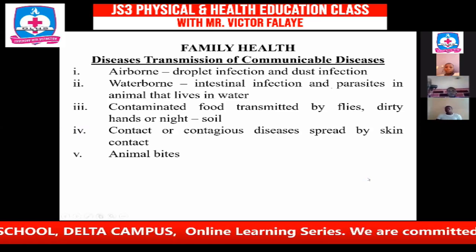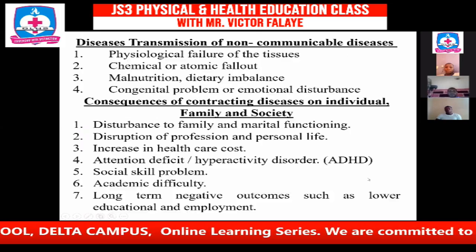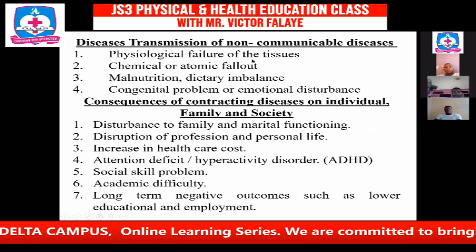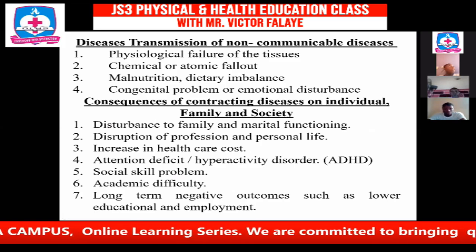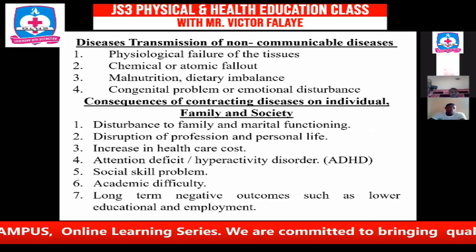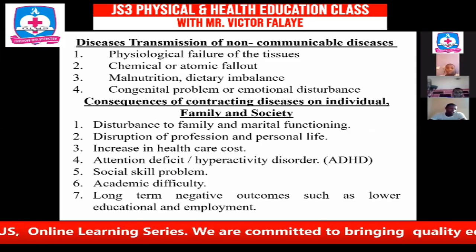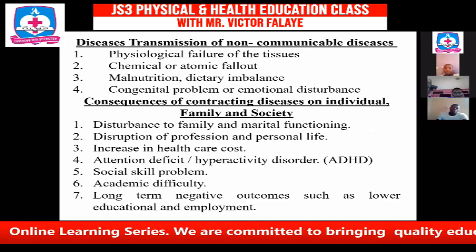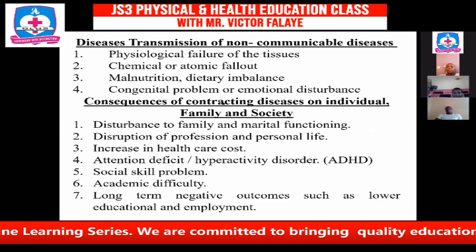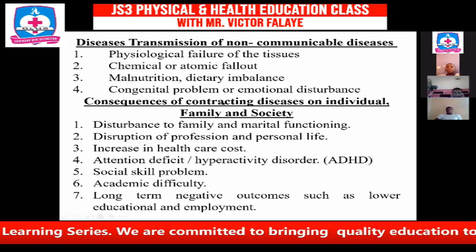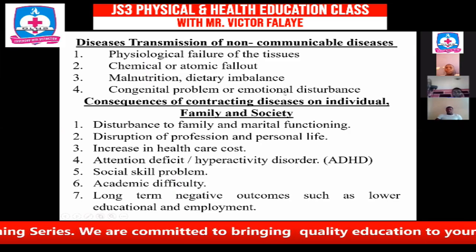So we have disease transmission of non-communicable diseases, which we had in class before the school went on vacation. Number one, we have the physiological failure of the tissues, the chemical or atomic fallout, the malnutrition, dietary imbalance, or congenital problem, or emotional disorder. And among these emotional disorders, we have phobia, psychosis, and many others.